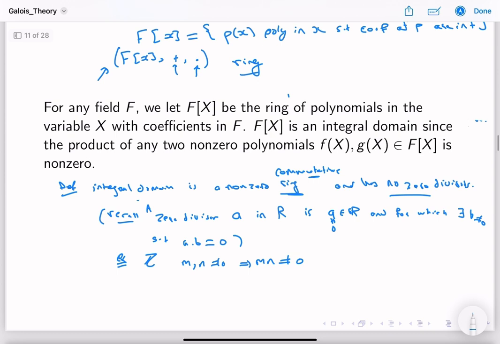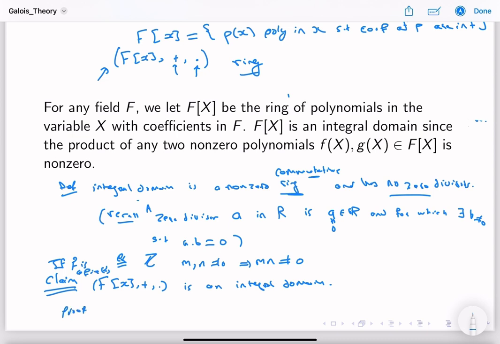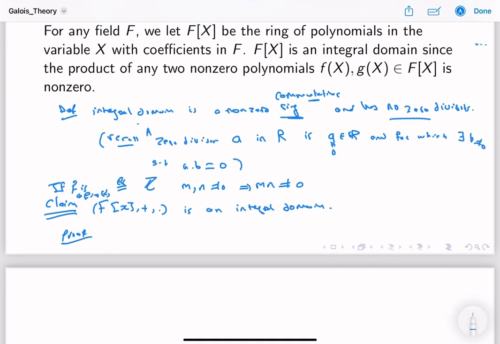So our claim here is that if F is a field, then F adjoint X, when equipped with the addition and multiplication of polynomials, is actually an integral domain. So here's the proof of this. At first, we need to show that, well, clearly F adjoint x is not 0. This is clear. This is not the zero ring.